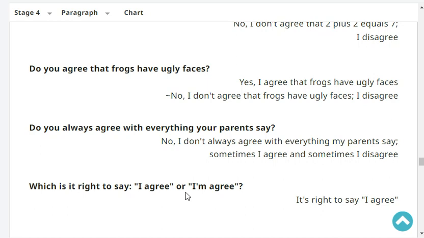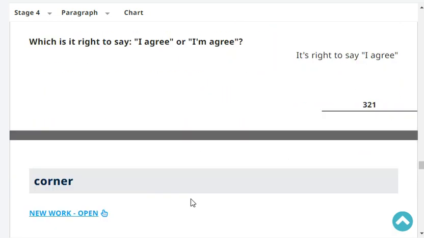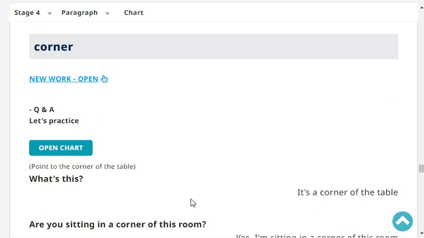Which is it right to say, I agree or I'm agree? It's right to say, I agree. Okay, next. Repeat: corner.